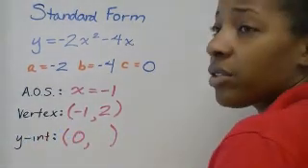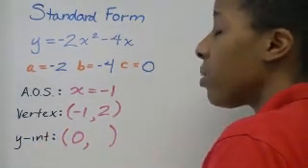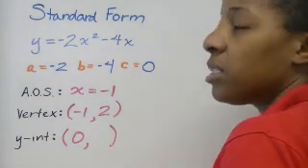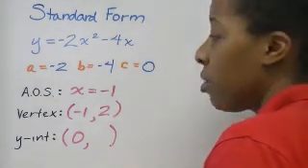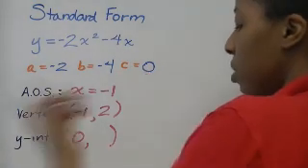All right, our last characteristic that we're going to look for is the y-intercept. Remember, that's really easy. It's 0, comma, our c value. Okay, so our c value is 0.